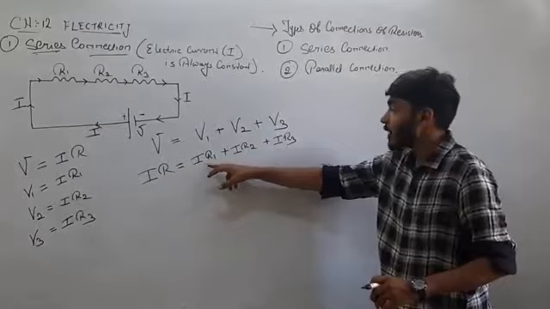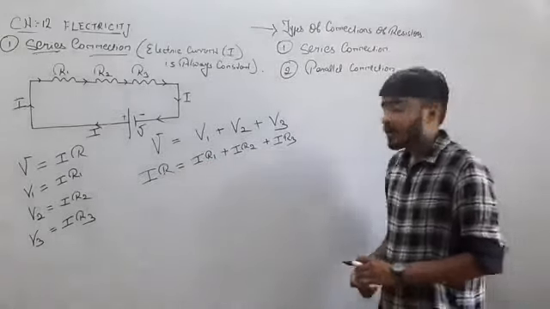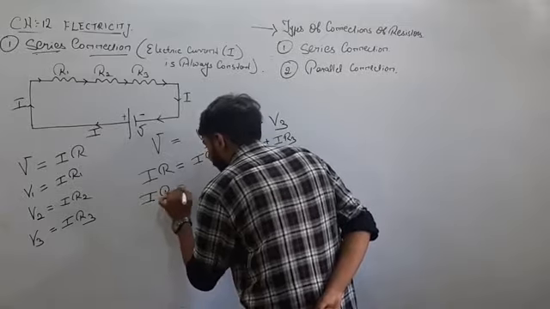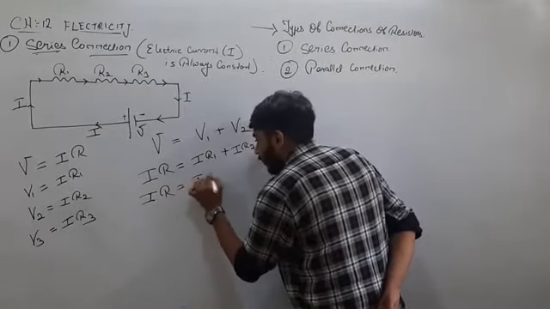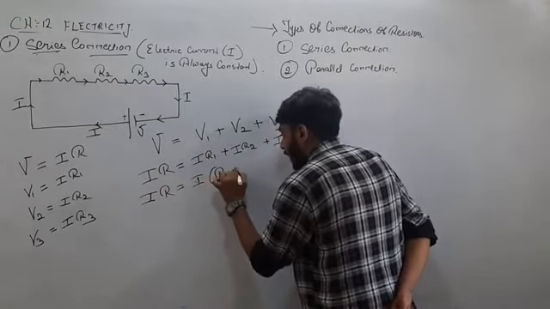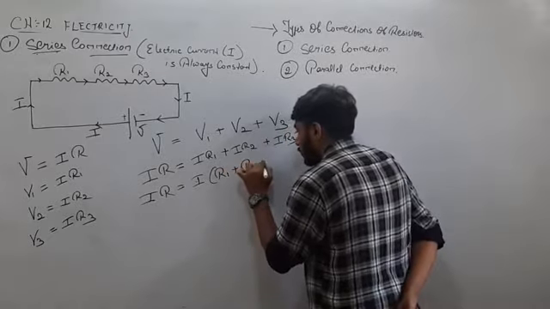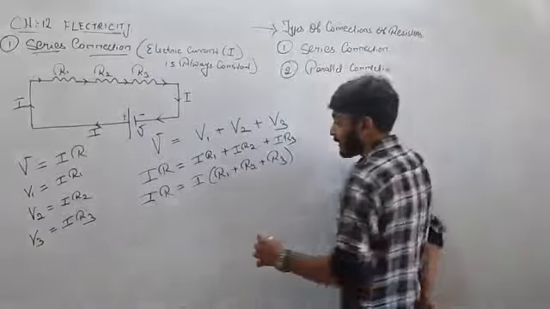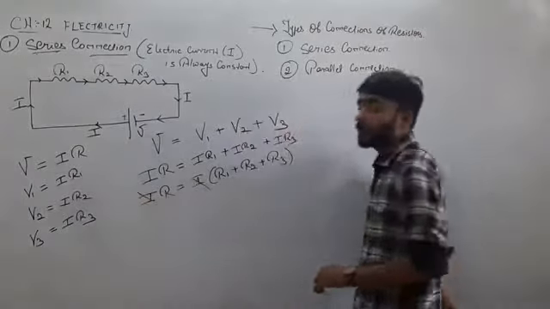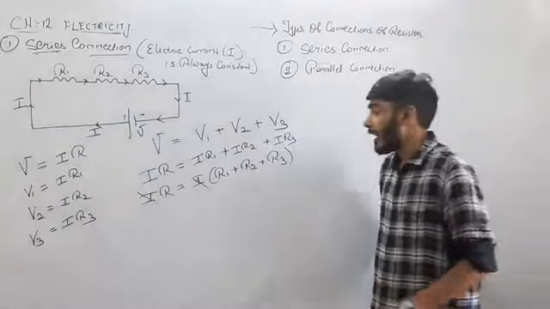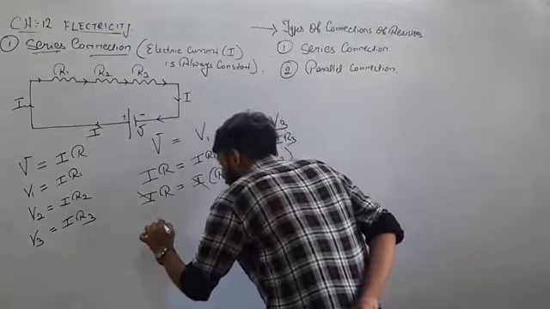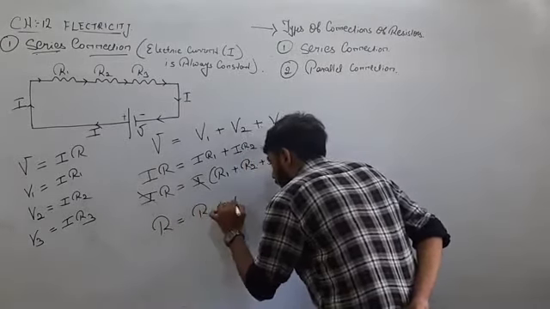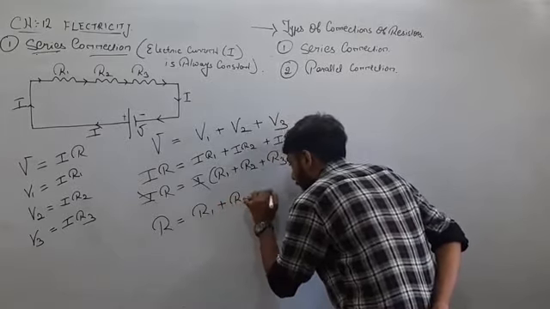So IR is equal to IR1 plus IR2 plus IR3. I can remove I common. So here I will write IR, and removing I constant, that becomes R1, R2, R3. We can cancel this I and I from here. So what are we left with? We are only left with R equals R1 plus R2 plus R3.